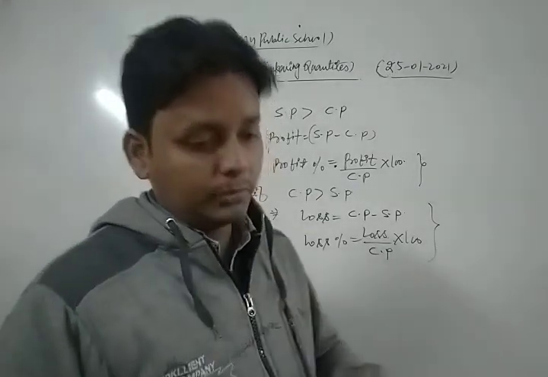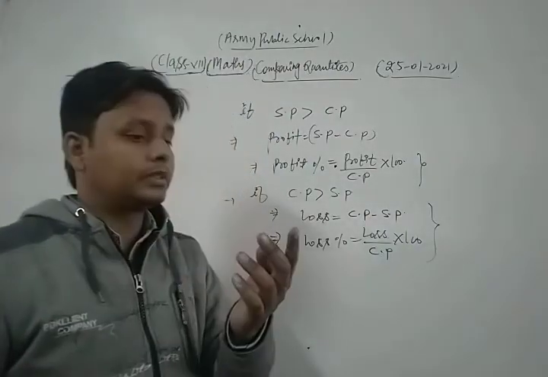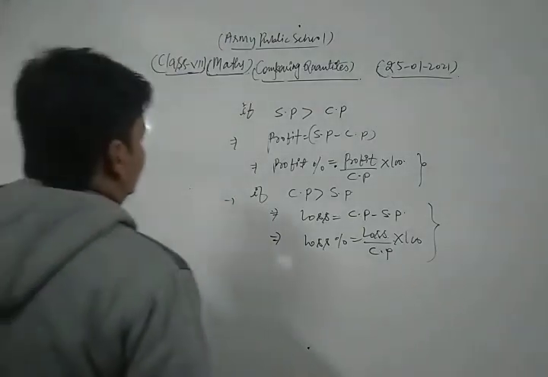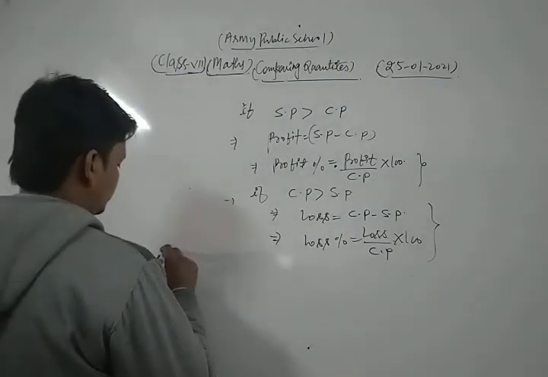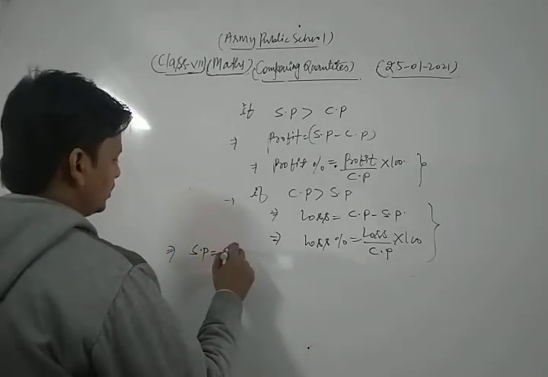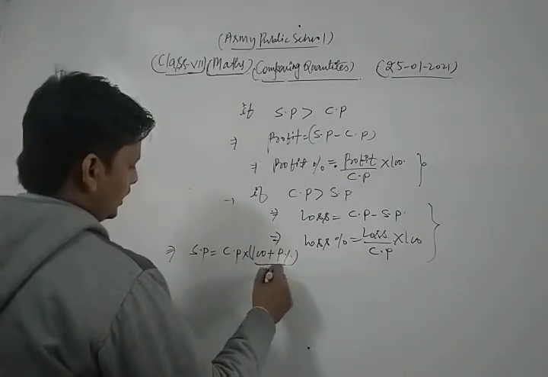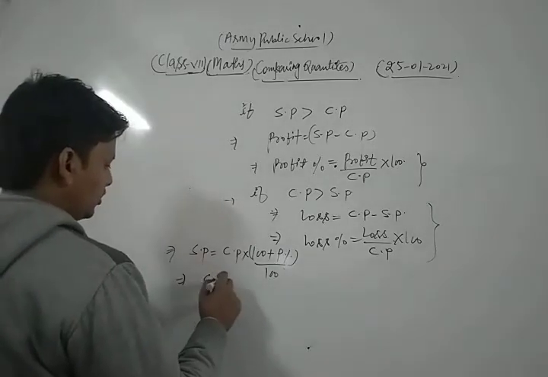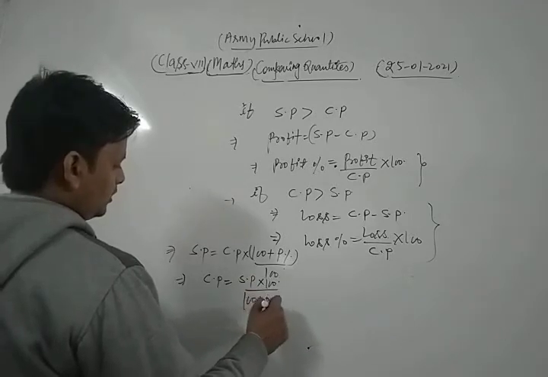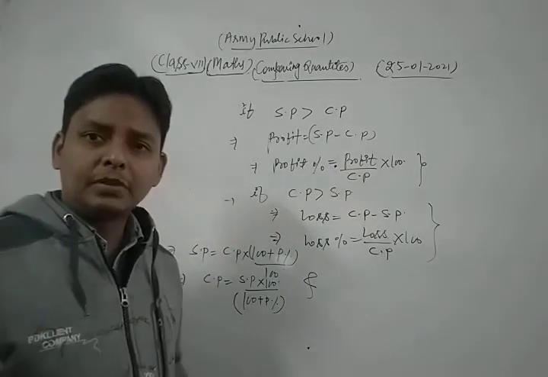Dear students, there are two more important formulas related to that topic. If the cost price and the profit percent are given, then the formula for the selling price is cost price into 100 plus profit percent upon 100. From there we also get the cost price is equal to selling price into 100 upon 100 plus profit percent.